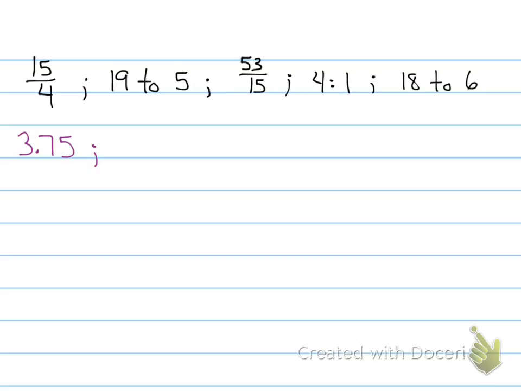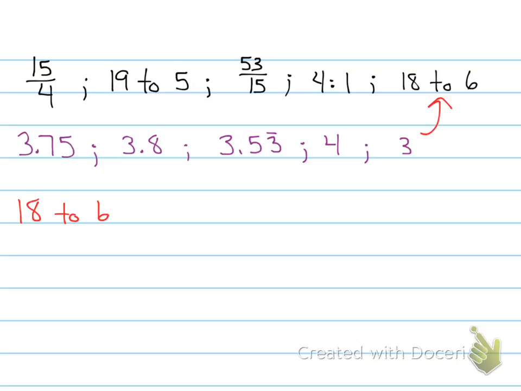Okay, 19 to 5 is 3 8/10. What about 53 over 15? 3.53. Very good. 3 and 53 hundredths, the 3 is repeating. 4 to 1 is just 4. And 18 to 6 is just 3. Okay, so now based on my decimal values, which one is the smallest? Okay, that would be 18 to 6.